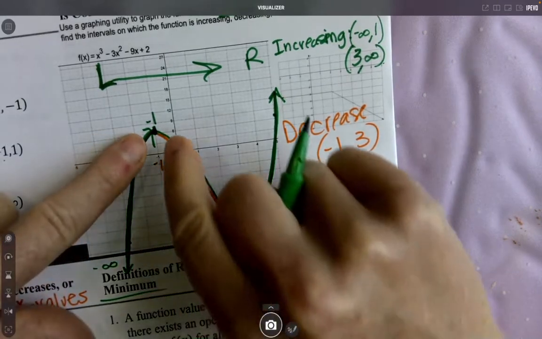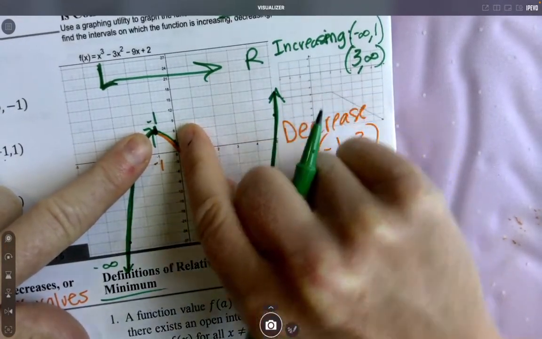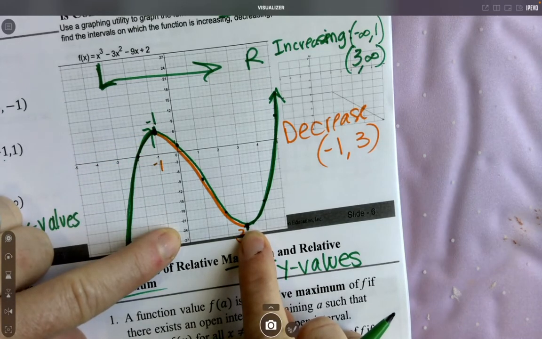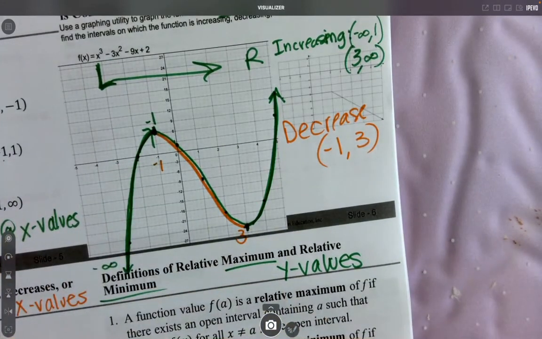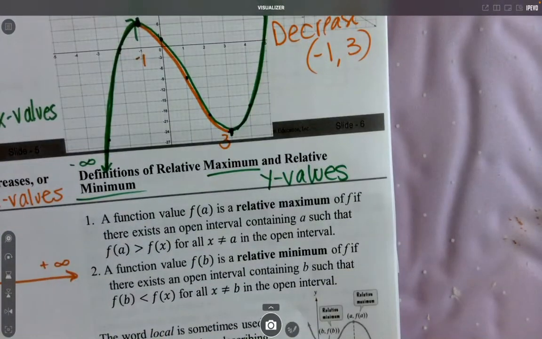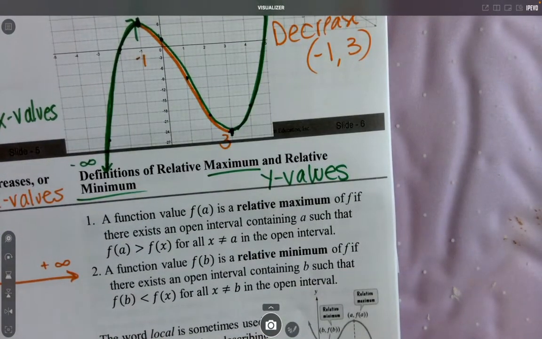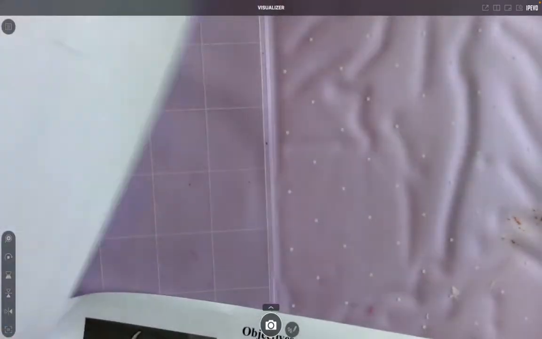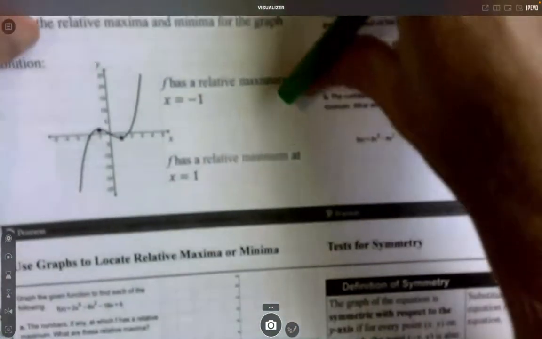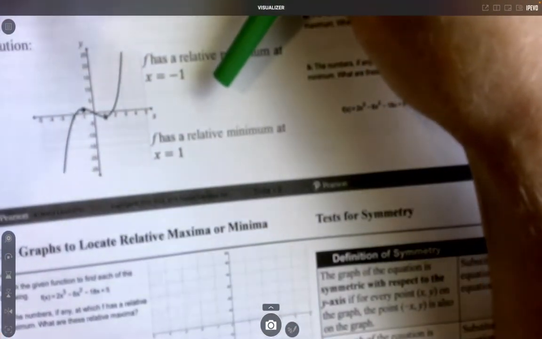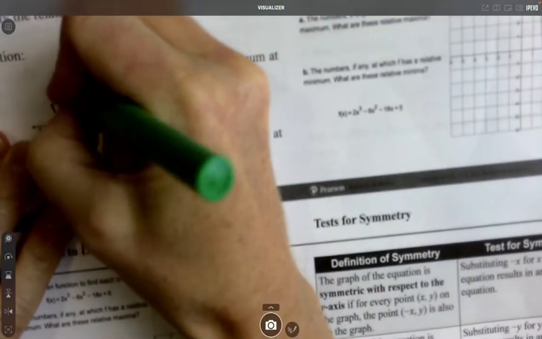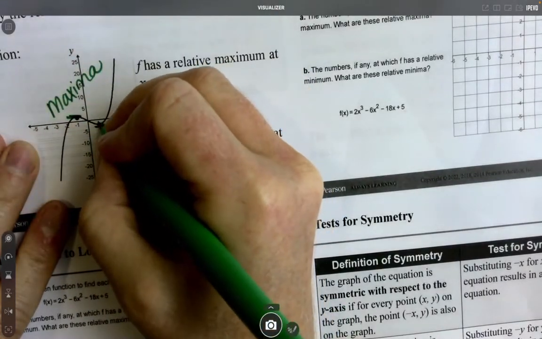So if I look here, my maximum y value would be 6. My maximum or minimum y value would be, what is that? Negative 25, I believe. I think that's what it was. So that's what we're looking at. So the word local is sometimes used instead of relative when describing maximum and minimum. So we're looking for our relative maxima and our relative minima. So whenever we look at this example, relative maxima is right here. A relative minima is here.